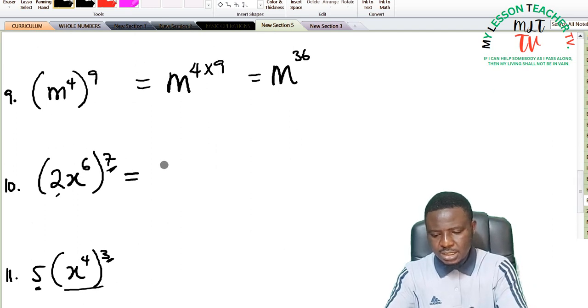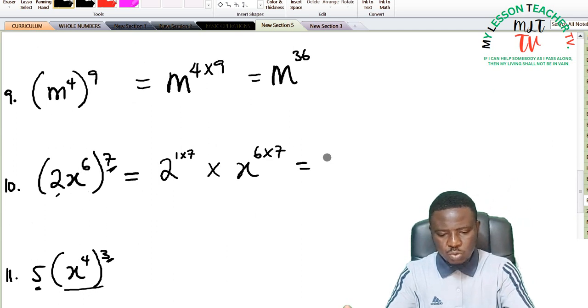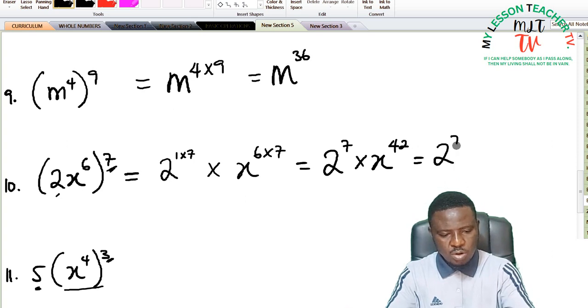Question 10, this is said to be 2 raised to the power of 1 times 7 times x raised to the power of 6 times 7. Remember, you multiply the power of every term in the bracket by 7, and this is equal to 2 raised to the power of 7 times x raised to the power of 6 times 7 is 42. So this is 2 raised to the power of 7 x raised to the power of 42.